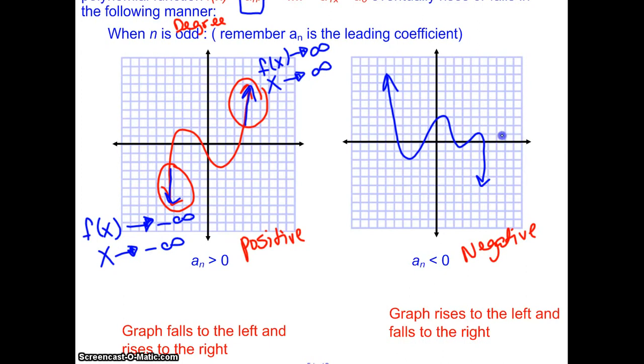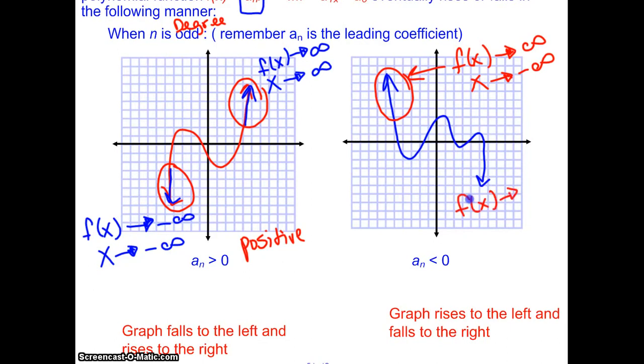Okay, let's take a look at the right graph. On the left, the end behavior, f of x is going up. So f of x approaches positive infinity as x approaches negative infinity, because you're talking about the left. On the right side, f of x is going down, negative infinity, as x approaches positive infinity.